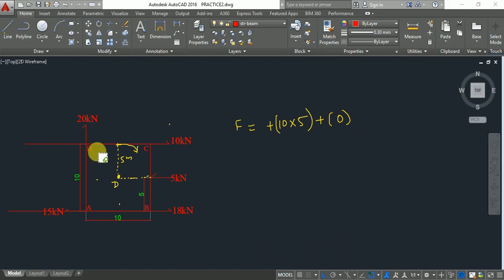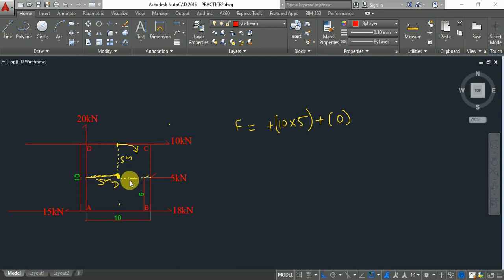Now let us take this 20 kN about this point D. The force is acting along this line of action. If I drop a perpendicular along this line of action, the distance is 5 meters. The perpendicular distance of this force about this point is 5 meters. See, from here to here, it is 5 meters.